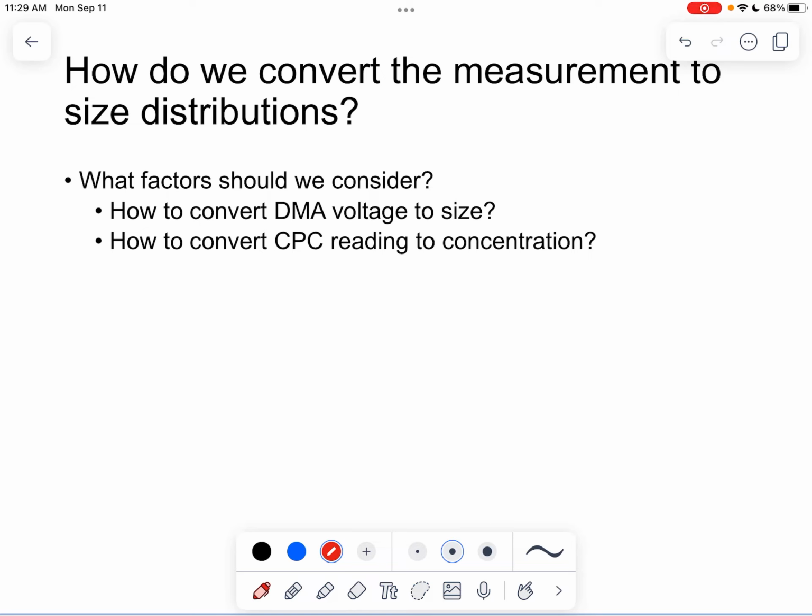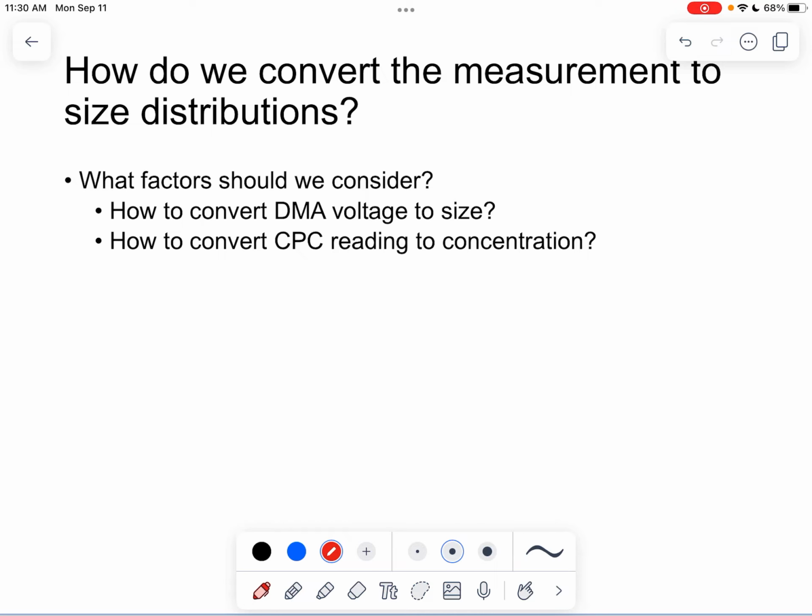So this is the working principle, but how do we convert the measurement into real size distributions, right? So if you think about how we control the SMPS, basically we give it a certain flow rate, fix the flow rate, and then we change the voltage. And we said that different voltage will correspond to different electrical mobility, and then further to different particle sizes, right? At the same time, the CPC will count the number concentration of particles with the same mobility, right?